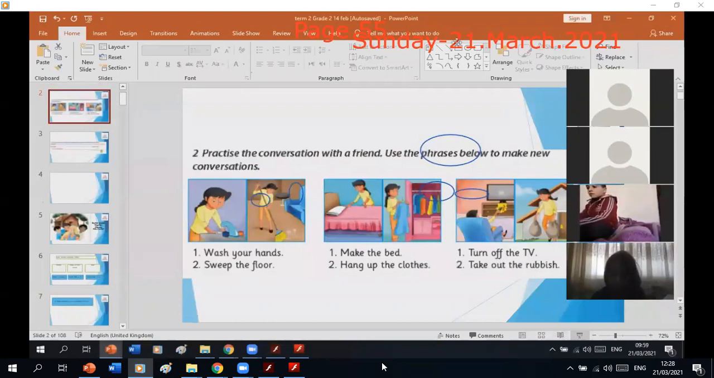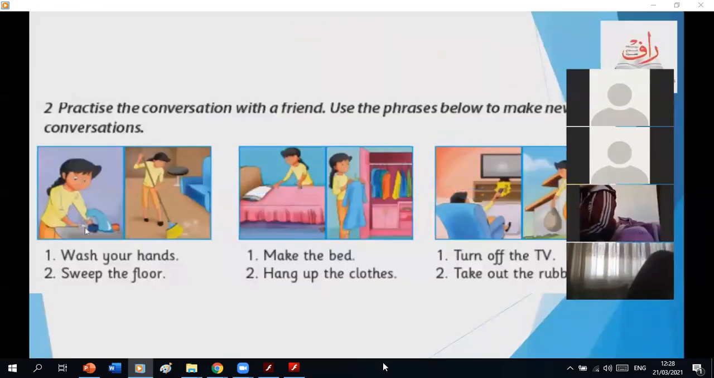Let's start with Lana. Number one, read the word. Number one and number two. Wash your hand. Great. Sweep the floor. Sweep the floor. Great. Excellent.